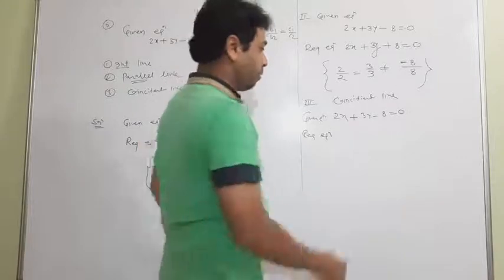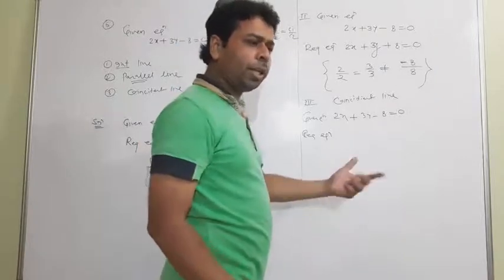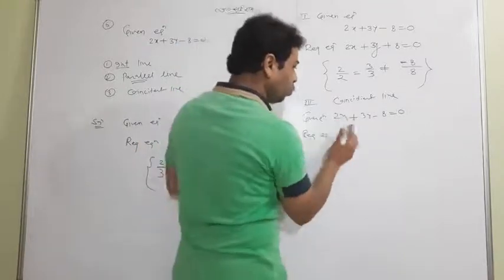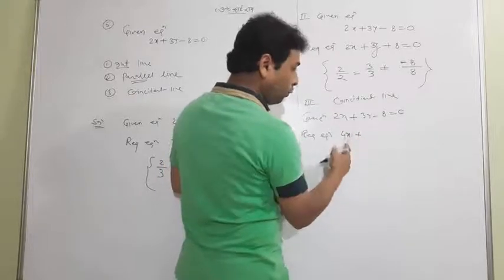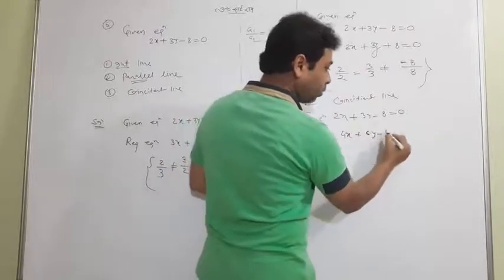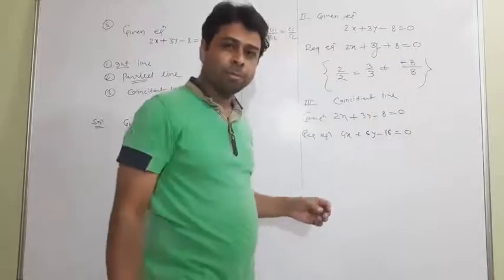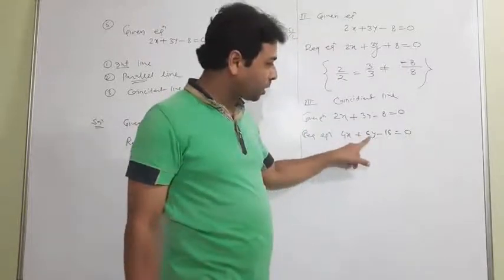So I have a trick. Choose any coefficient, like 2. 2 2s are 4, 3 2s are 6, 8 2s are 16. That's an answer. 2 2s are 4, 3 2s are 6, and 8 2s are 16.